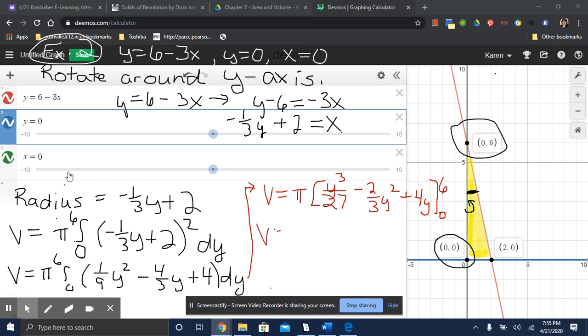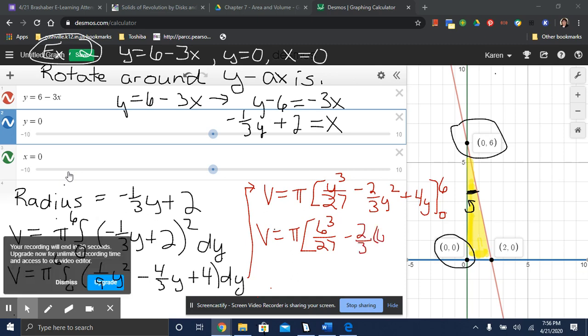All right, so that volume is going to be pi times, we're going to substitute in 6, so 6 to the 3rd over 27 minus 2/3 times 6 squared, and then plus 4 times 6, and then the 0 plugged into everything will just be 0.